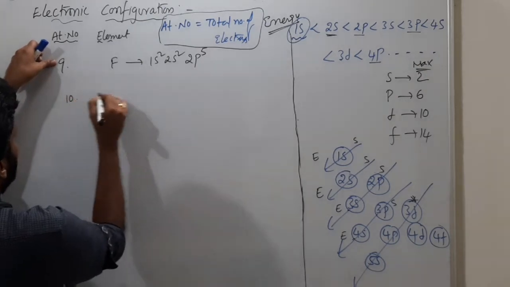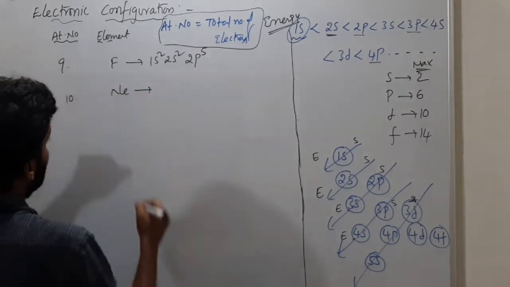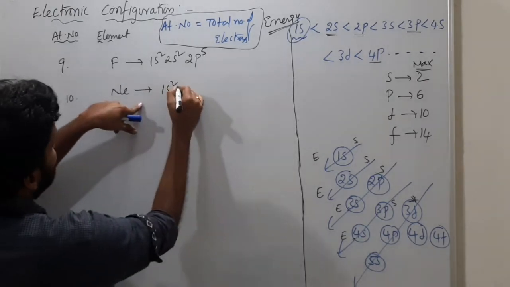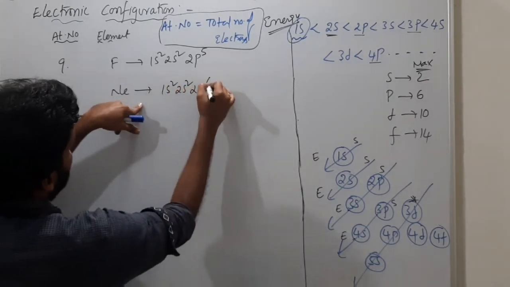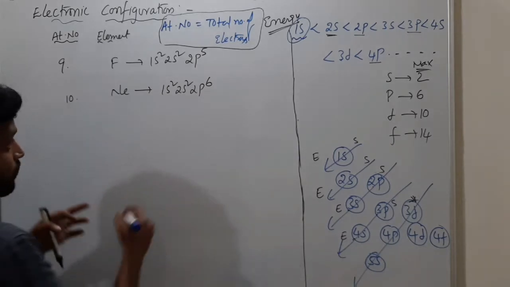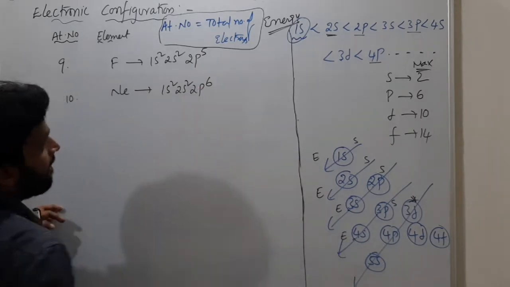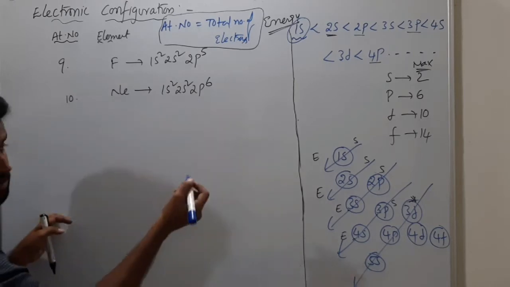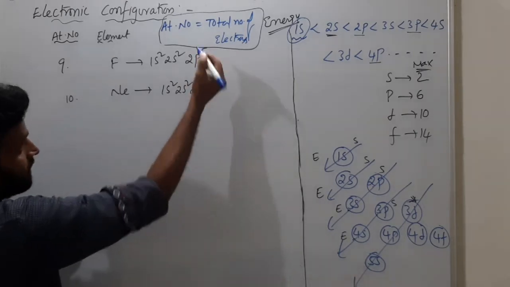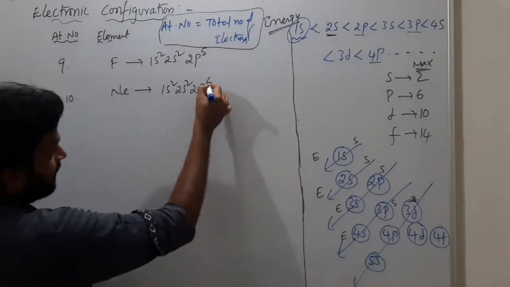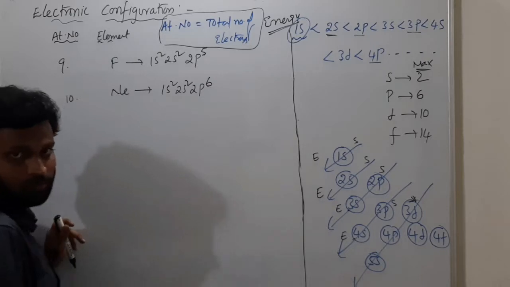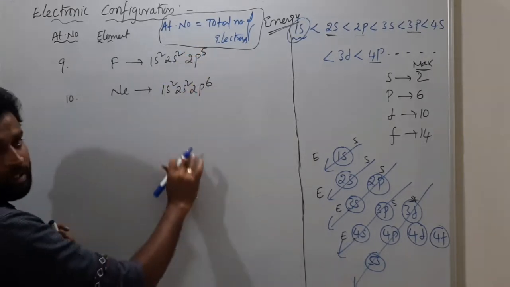And the 10th one is neon. Nitrogen, oxygen I have written. So neon: 1s2, 2s2 and 2p6. Differentiating electron enters into, differentiating means, understood, the last electron. Here the 5th electron is a differentiating electron. Here the 6th electron is a differentiating electron, meaning in 2p, because the electron enters into the 2p subshell only.